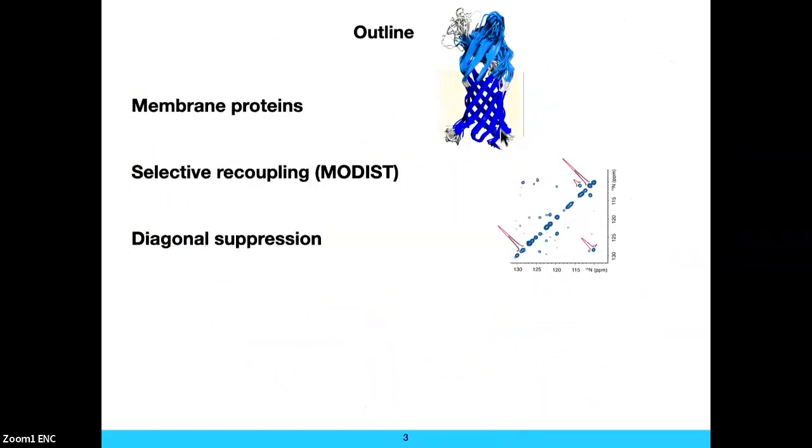So a brief outline, I'll first give a little bit of motivation for our work since we're interested in membrane proteins. And then most of the talk will be about a selective recoupling sequence. And finally, a little bit about our new diagonal suppression technique.